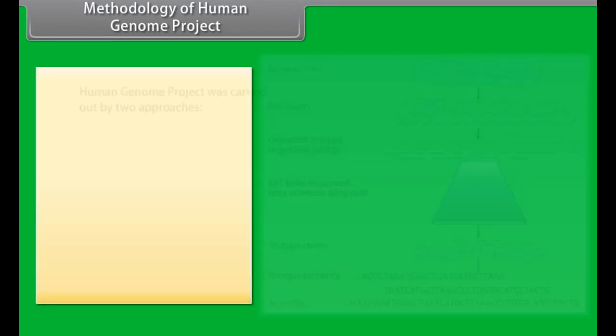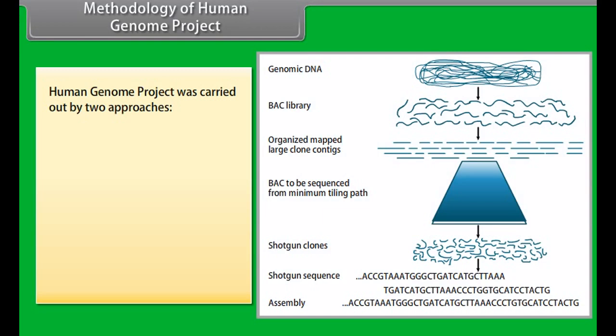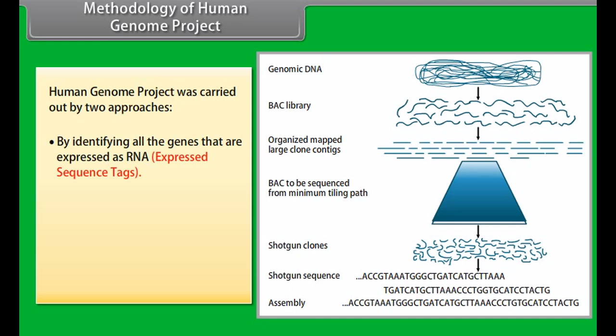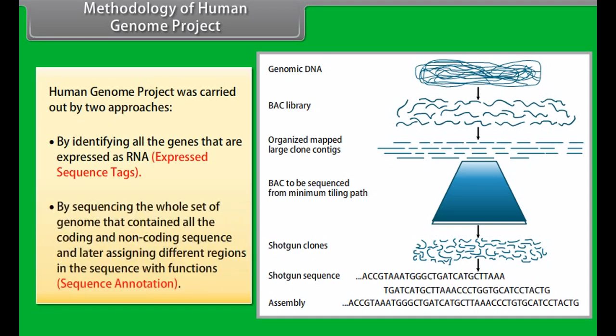Methodology of Human Genome Project. The Human Genome Project was carried out by two approaches. By identifying all the genes that are expressed as RNA, called expressed sequence tags. And by sequencing the whole set of genome that contained all the coding and non-coding sequences and later assigning different regions in the sequence with functions, called sequence annotation.